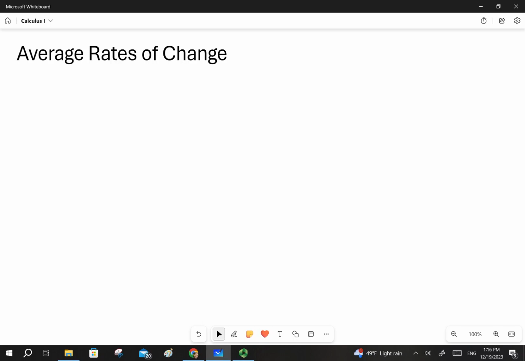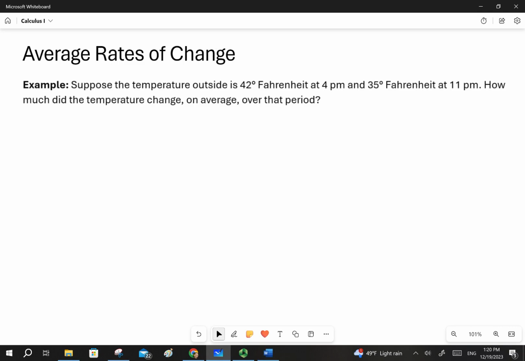To understand what an average rate of change is and how to calculate it, let's start with an example. Suppose the temperature outside is 42 degrees Fahrenheit at 4 p.m. and 35 degrees Fahrenheit at 11 p.m. How much did the temperature change on average over that period?